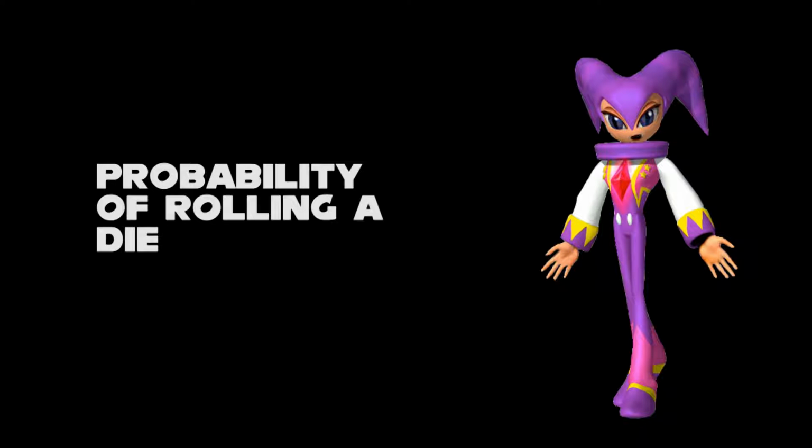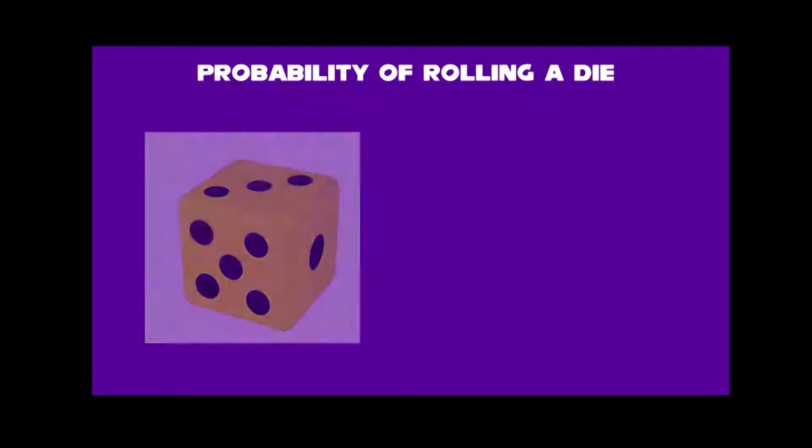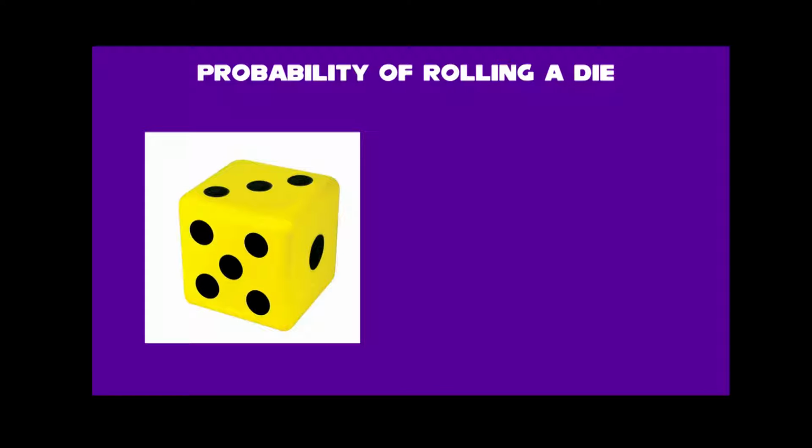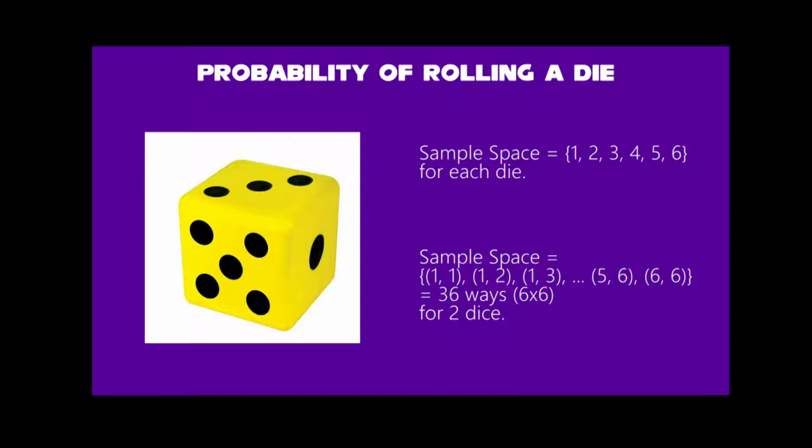Let's talk about probability of rolling a die. You might have seen 6 faces, each of them marked from 1 to 6. If you have thrown 2 dice, then this will list the sample space below, from 1 and 1, to 6 and 6. That is 6 times 6, is 36 ways.